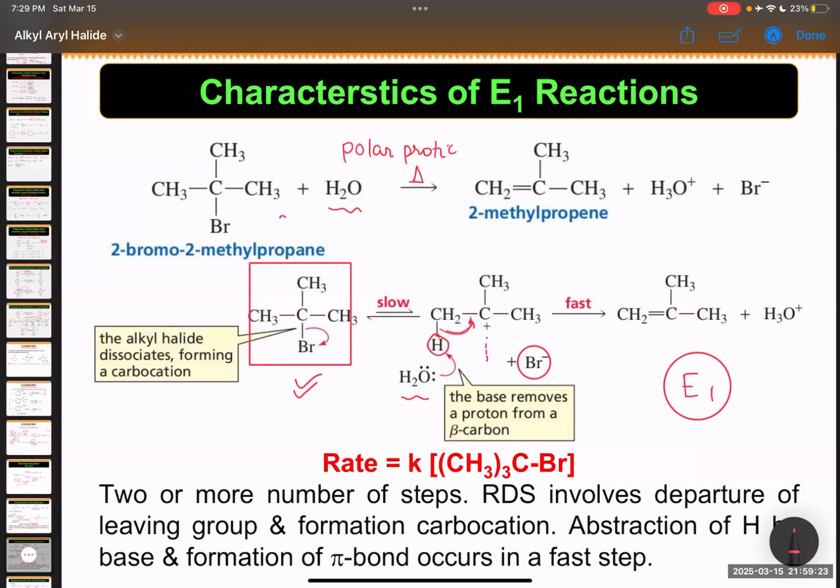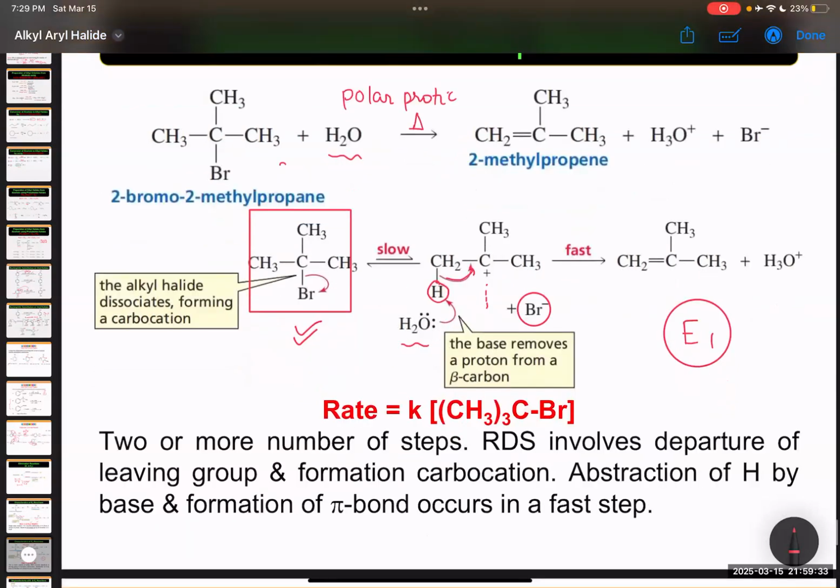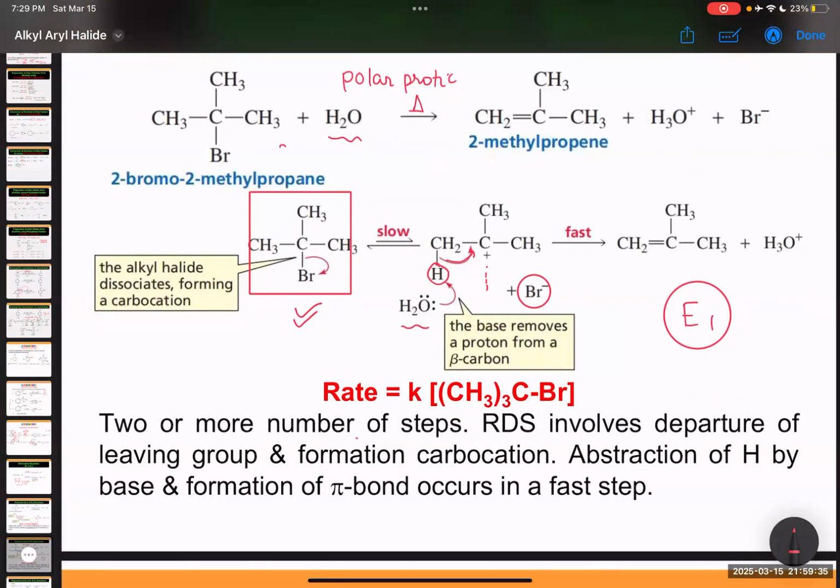But which one will happen at what? What are the appropriate conditions? Whenever you have heat, do the elimination reaction. That's the important thing. Two or more steps. The rate determining step involves the departure of the leaving group and formation of the carbocation. Abstraction or removal of H by the base and the formation of the pi bond occur in the fastest step. That is fast. That doesn't control the rate.